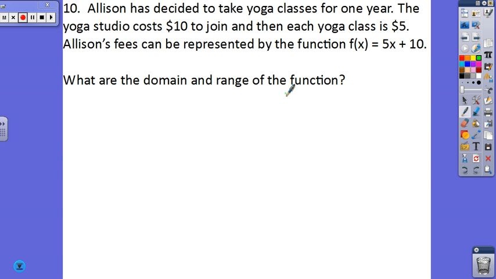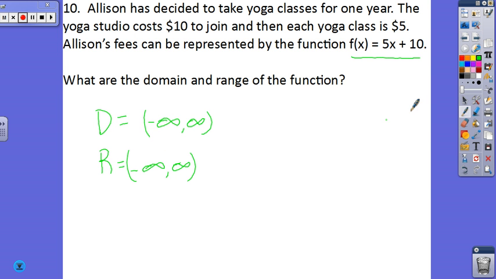Allison decided to take a yoga class, and the yoga studio costs $10 to join, and then each yoga class is $5. So here's the function that represents this. It asks what's the domain and range. Well, if you look at this function, you should be able to tell that it's a linear function and that it's not horizontal or vertical, which, if you recall, we just talked about. That means that the domain and range are both going to be negative to positive infinity.